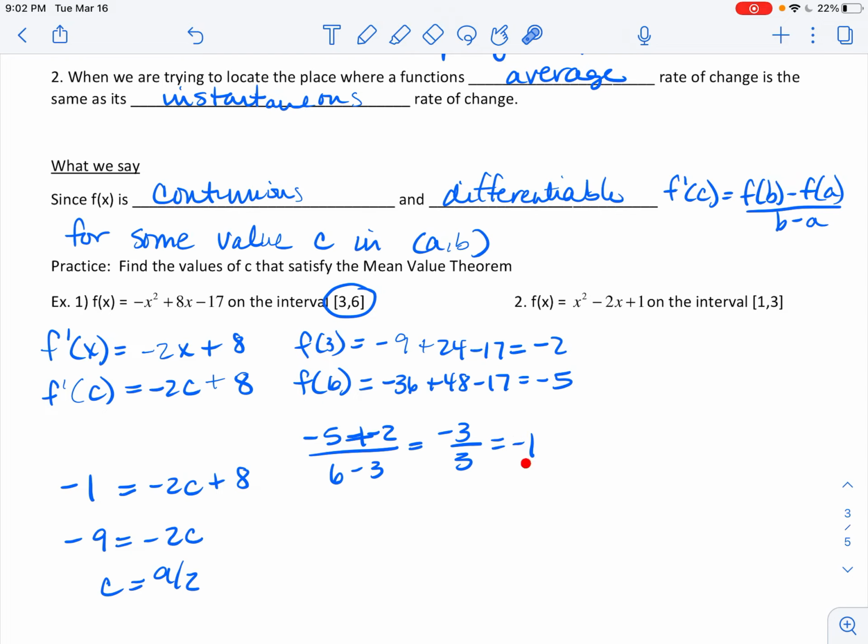We want to find where on the interval it's going to equal the instantaneous rate of change. So we take this -1 and we're going to solve for c. If I subtract 8 on both sides, I'll have -9 is equal to -2c, and so our c is equal to 9/2.